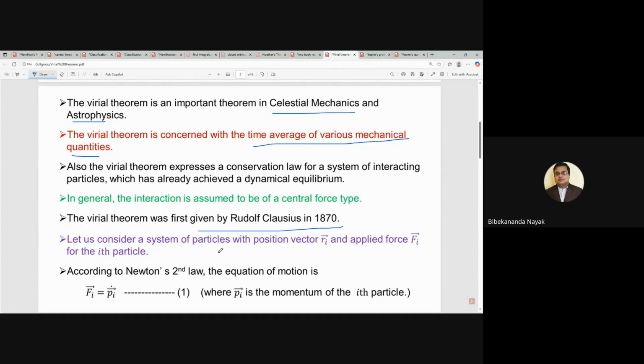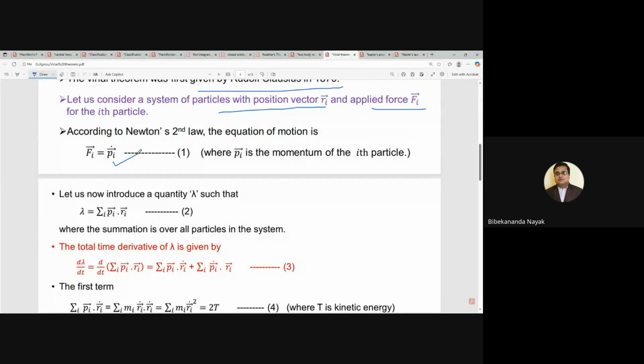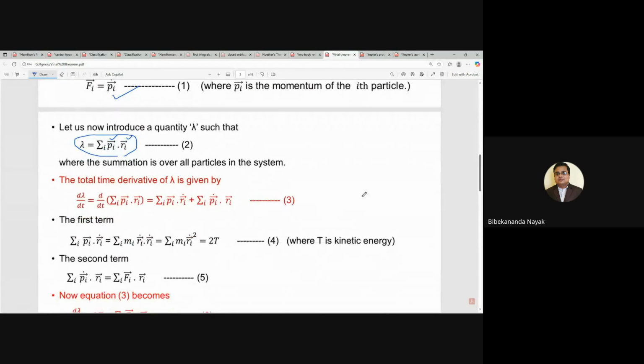Let us consider a system of particles with position vector Ri and applied force Fi. So we know from Newton's law, force is equal to dp by dt, Fi equals pi dot. So let us introduce a quantity, summed over i, pi dot Ri, and take its derivative with respect to t. So d by dt of pi dot Ri is equal to pi dot Ri dot plus pi dot dot Ri. Derivative of a dot b is derivative a dot b plus a dot derivative b.